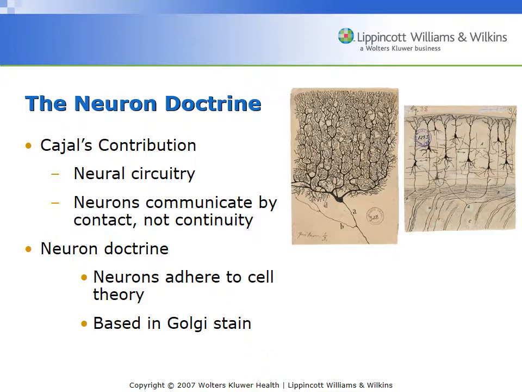So basically, Golgi and Cajal were not very good friends. They argued till the end, even though in 1906, Cajal and Golgi shared a Nobel Prize in their work. They remained, shall we say, professional enemies till the end.